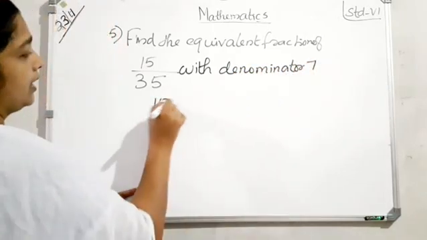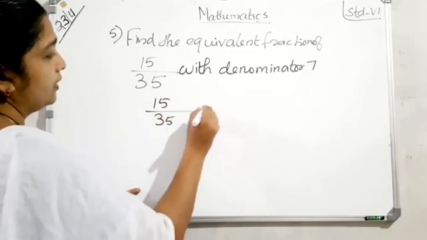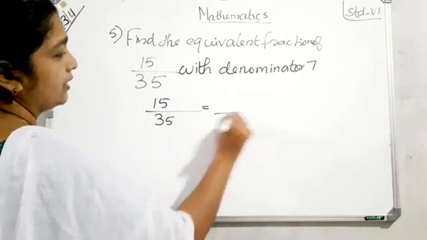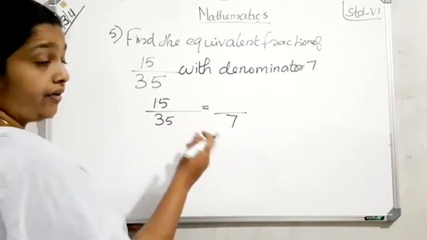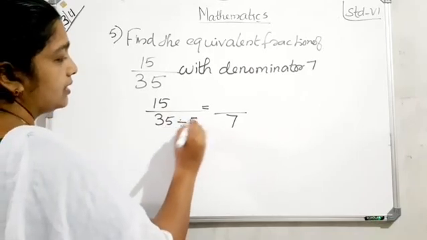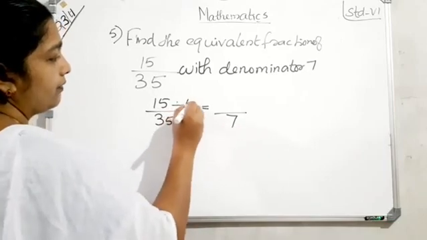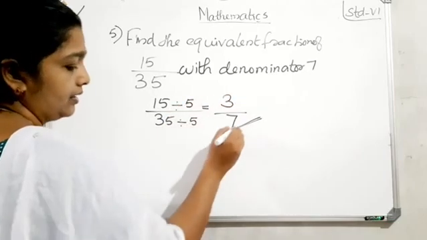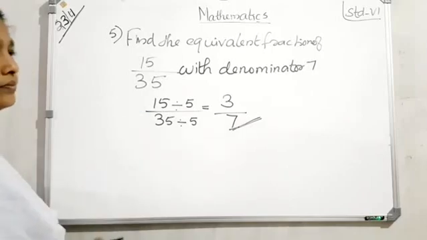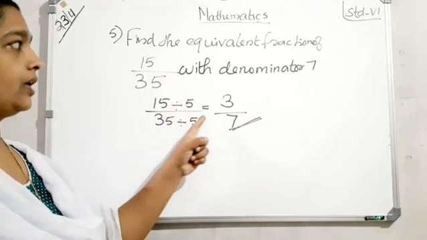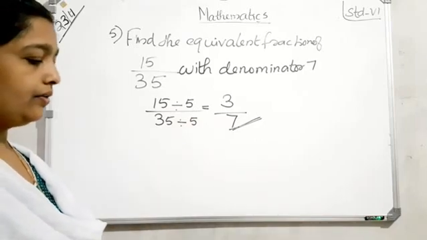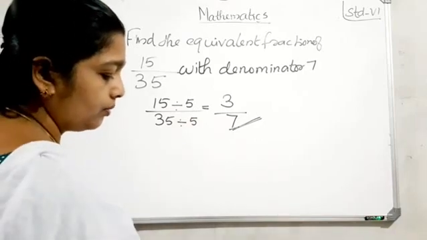Listen, 15 by 35 with the new denominator 7. Here 35 divided by 5 equals 7, isn't it? Therefore 15 divided by 5 equals 3, so 3 by 7. So here we divide 15 by 35 by 5, here also 5. So the answer is 3 by 7. Next, one more question.